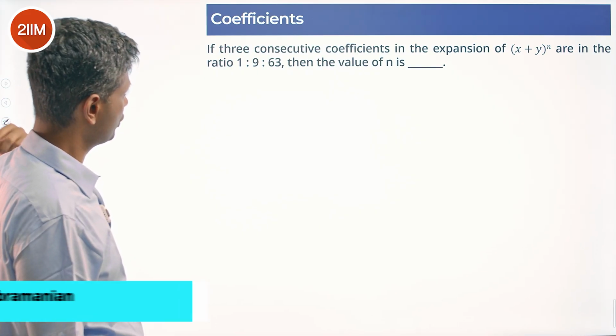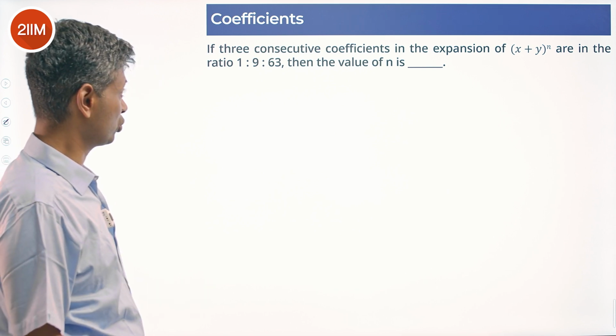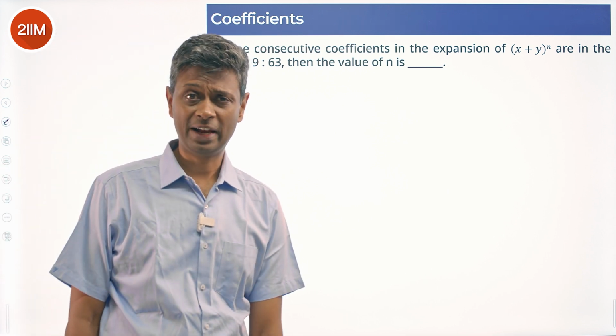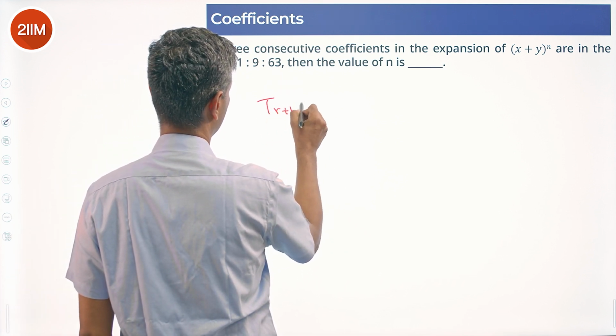If three consecutive coefficients in the expansion of (x + y)^n are in the ratio 1:9:63, find the value of n. Nice question. So, the (r+1)th term.